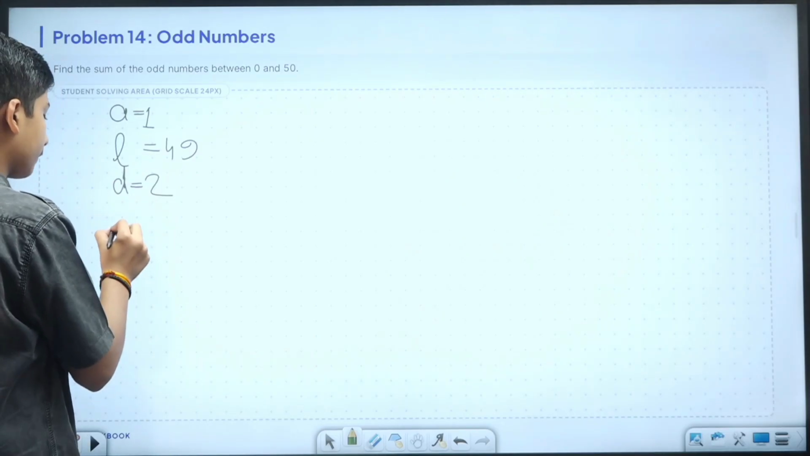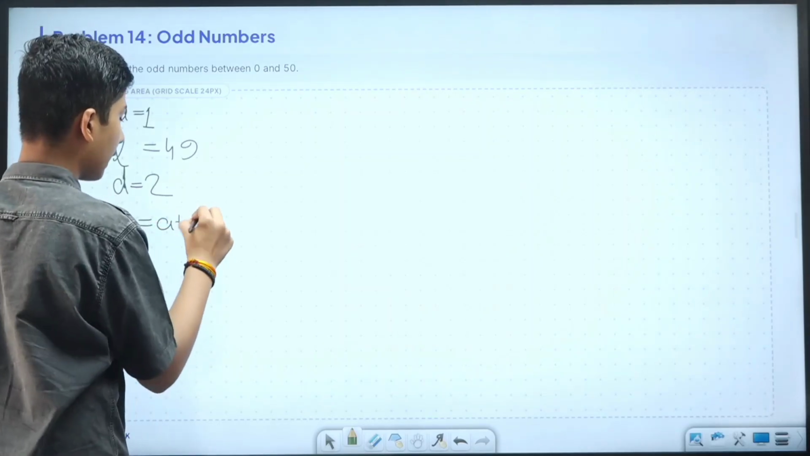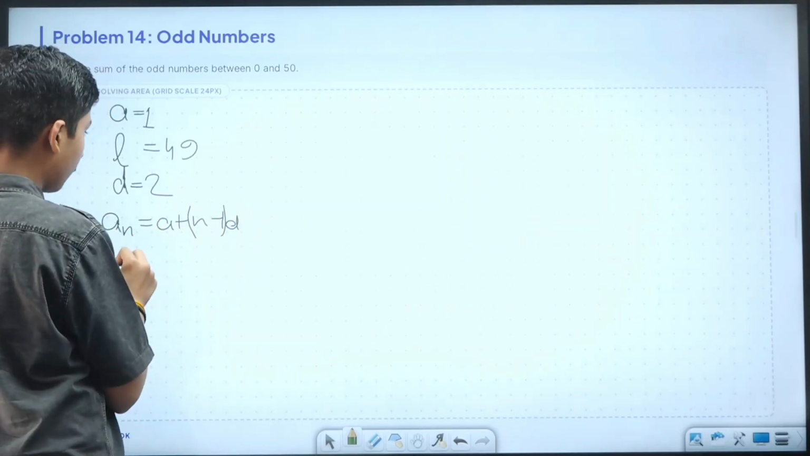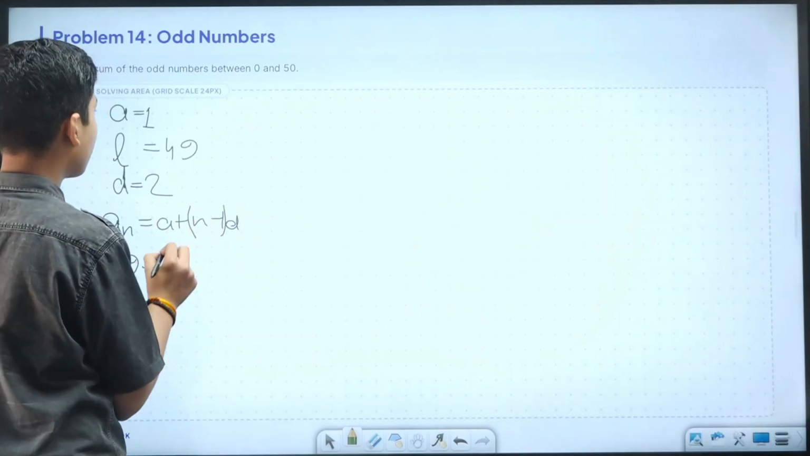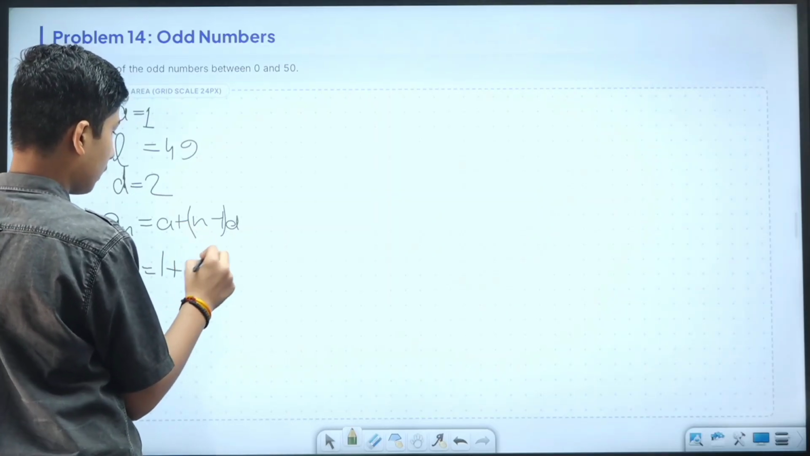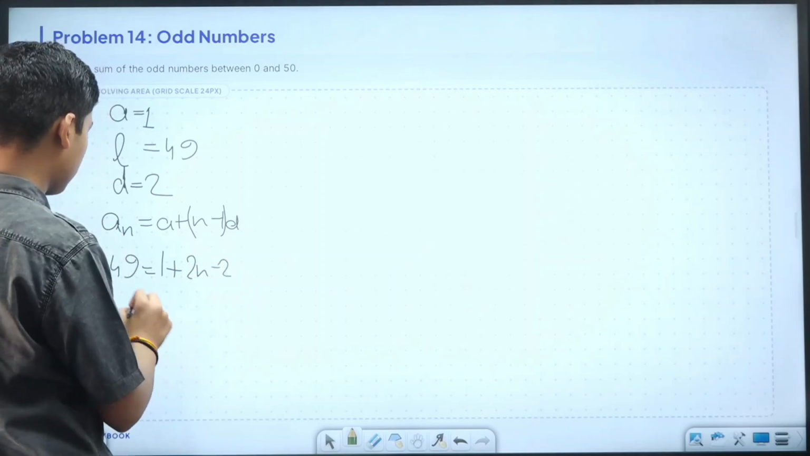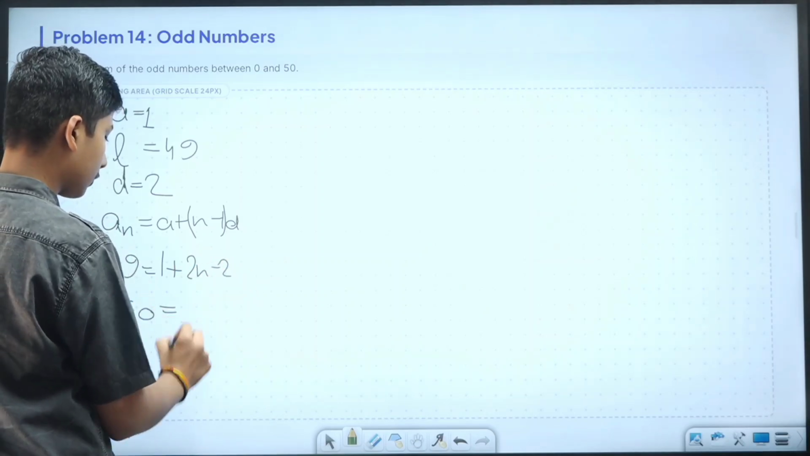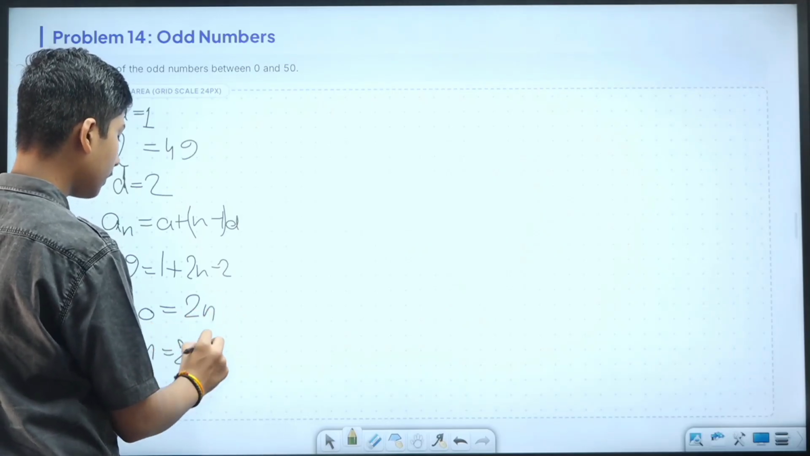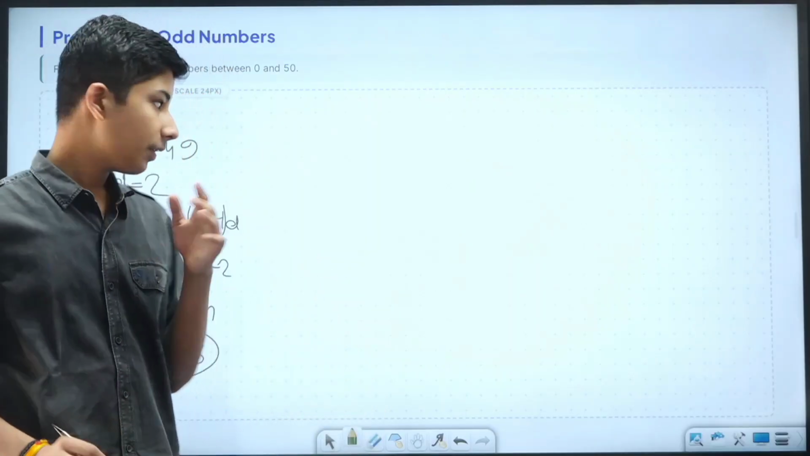what do we do? an equals a plus n minus 1 d. an is given to us, it is 49, equal to 1 plus n minus 1 d, or you can say 2n minus 2. 50 equals 2n. n will be 25. And now we can solve our question.